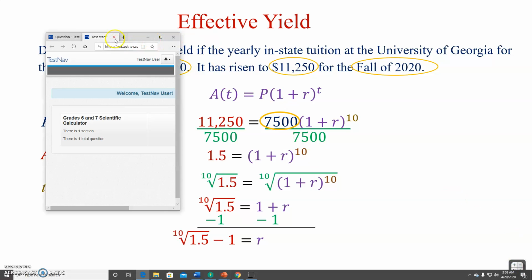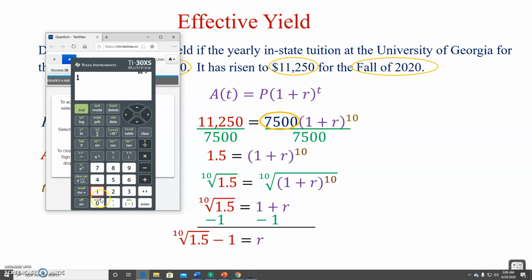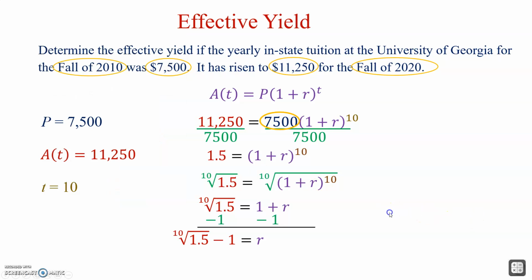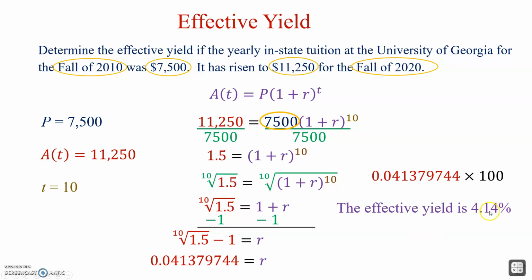So let's see what we get. We'll clear it first. There's our root index. Second, there we are right there, the 10th root, 1.5. Move the cursor over, minus 1. There we go. So when we move our decimal over, it looks like it's going to be about 4.14-ish. So times 100. There we go, 4.14%, somewhere around there. So there's our calculator number, multiplied by 100. There's our effective yield, 4.14.